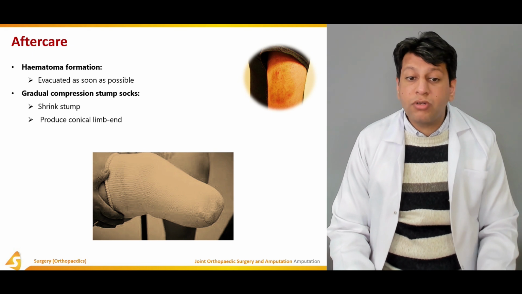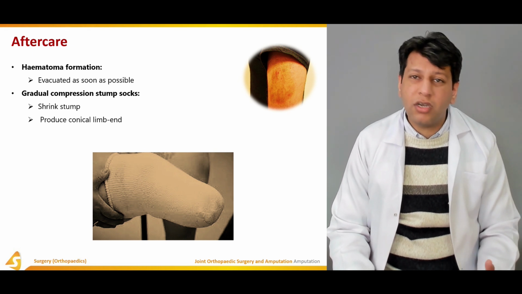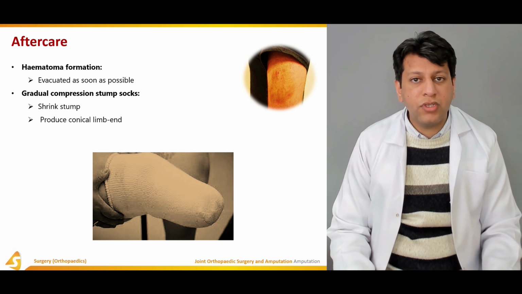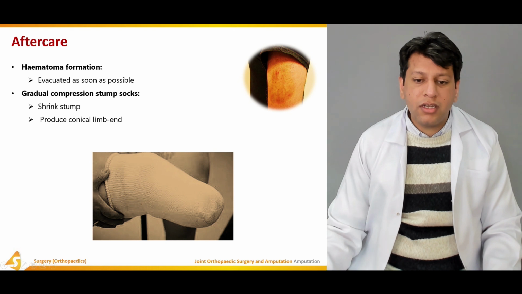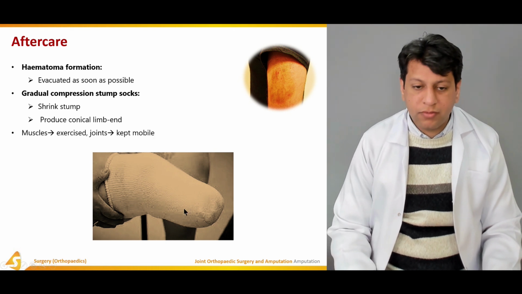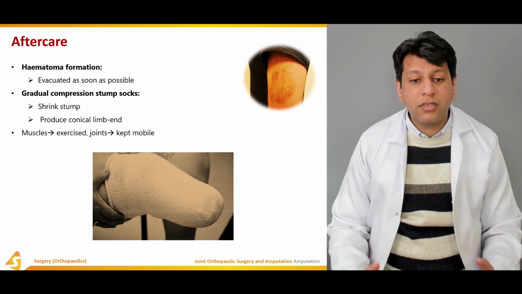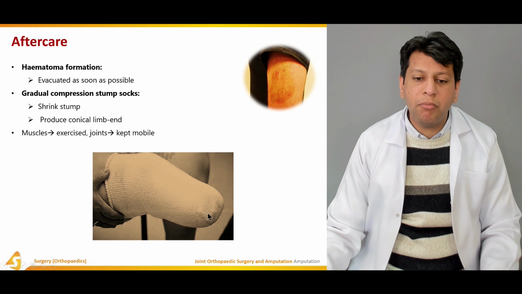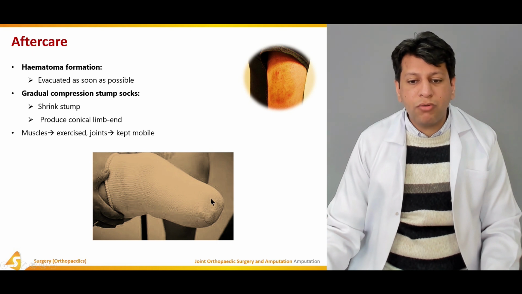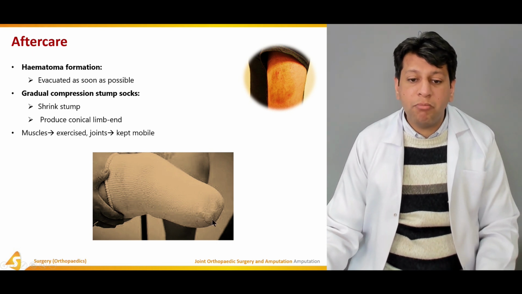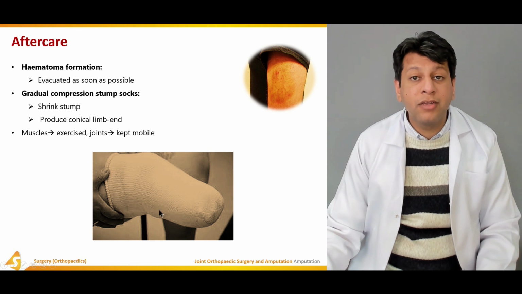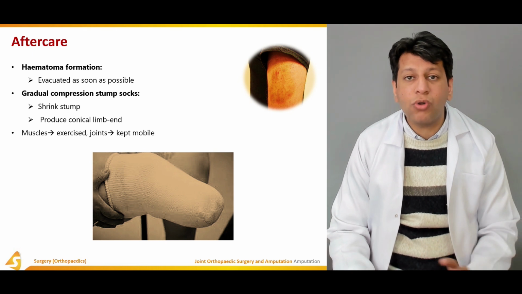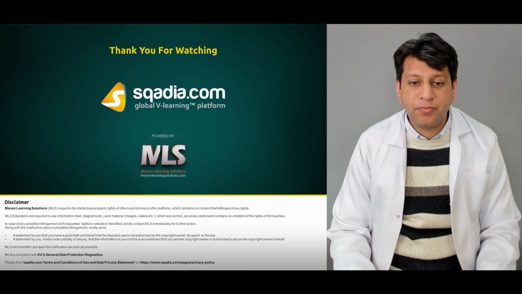Other option is gradual compression stump socks, which are readily available. That is to shrink stumps and produce a conical limb end, so that this can easily fit back into the prosthesis. Then muscle exercises of the joints: if for example this patient has undergone below knee amputation, then we need to remember that yes, he or she does not have a limb, but the knee joint and hip joint are intact, and movements of the hip and knee joint have to be done so that there is no contracture development later on.